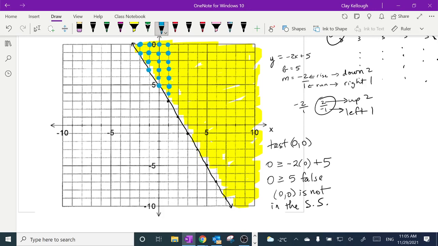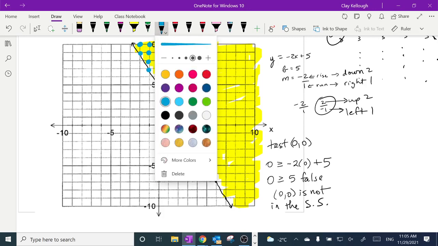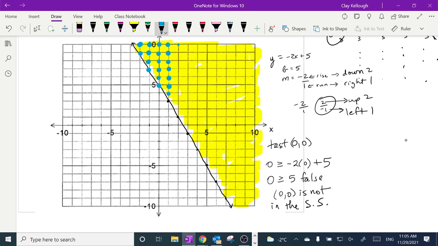Actually, I think I've made my dot a little too big. Let's go one size smaller. Oh, I like that. So take some time. Do you have a felt pen or something you can make a big dot with?